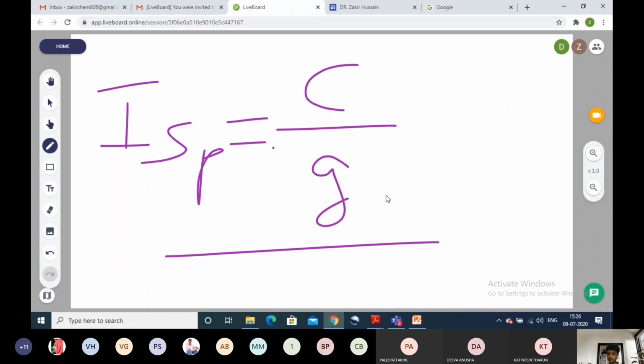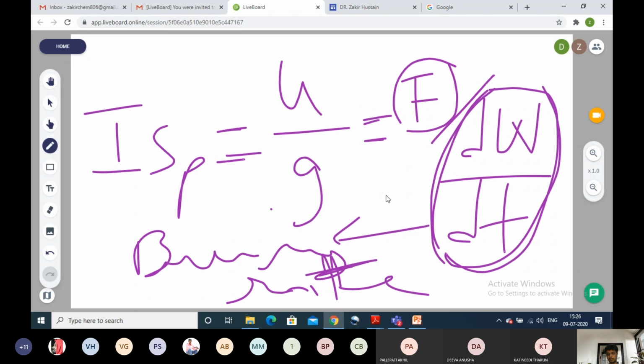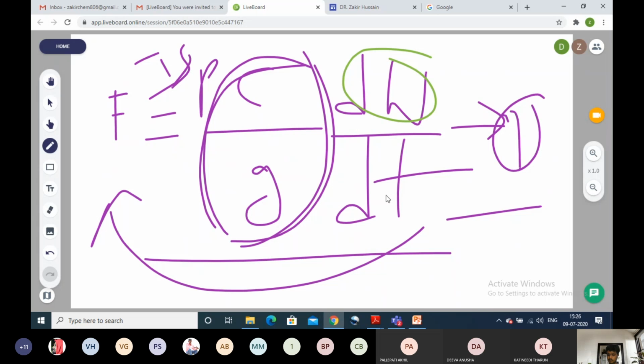According to the definition of impulse, ISP is equal to velocity of sound divided by acceleration due to gravity. So from equation 7, F is equal to C by G dW by dt. According to the definition of specific impulse, C by G is equal to ISP. So we are just transferring the right-hand side to the left-hand side, so dW by dt will transfer to the left-hand side.